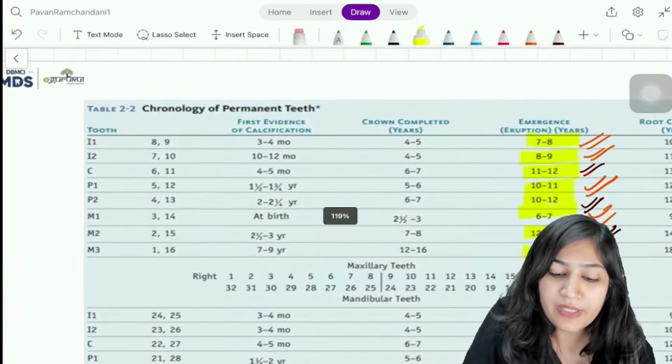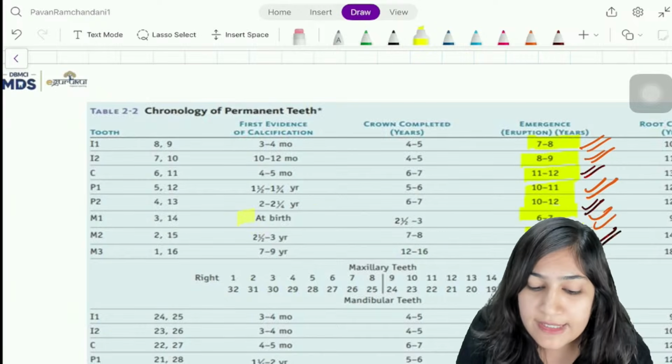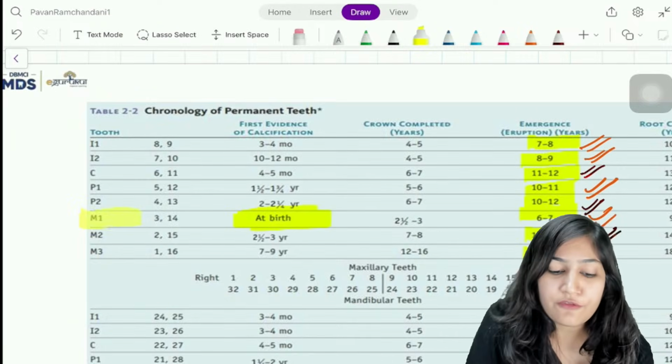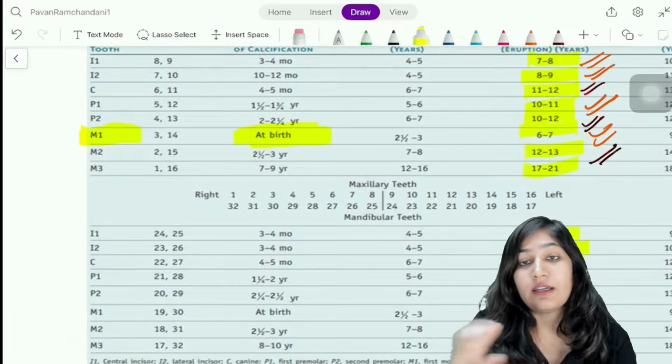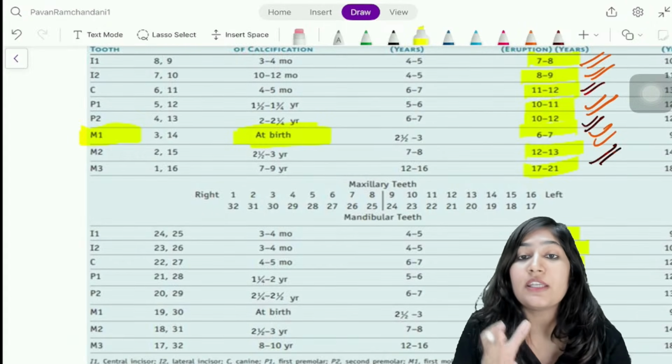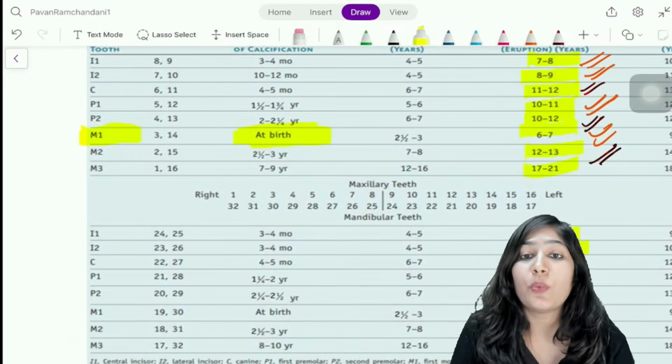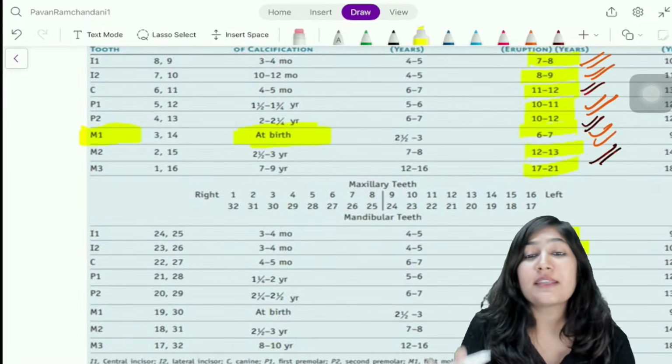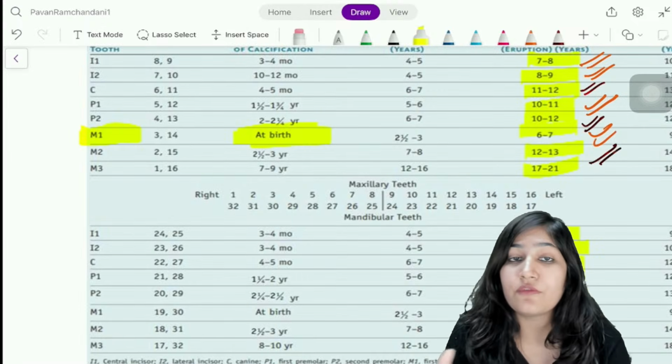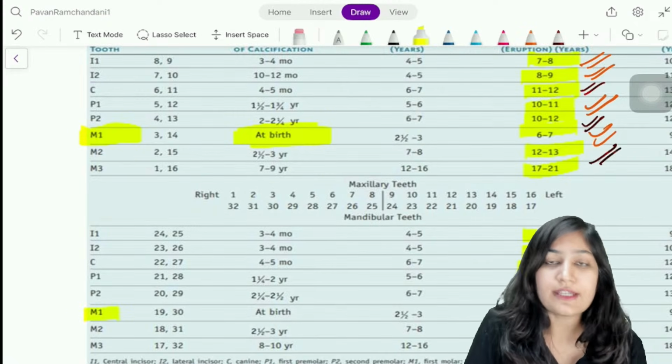You should also know, it can be asked which tooth calcifies at birth. So it is the first molars. We had a question for primary teeth, right? Initial calcification starts at which weeks? Same way you can be asked calcification at birth for which permanent teeth. So it is definitely first molar.